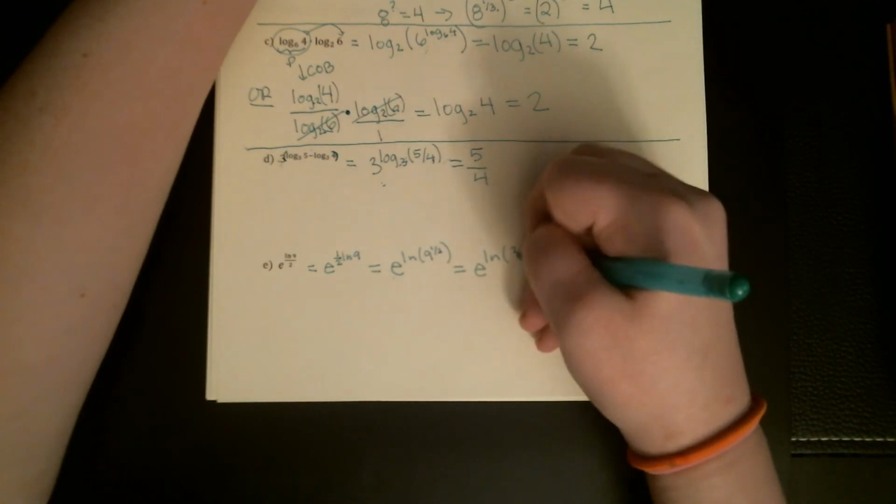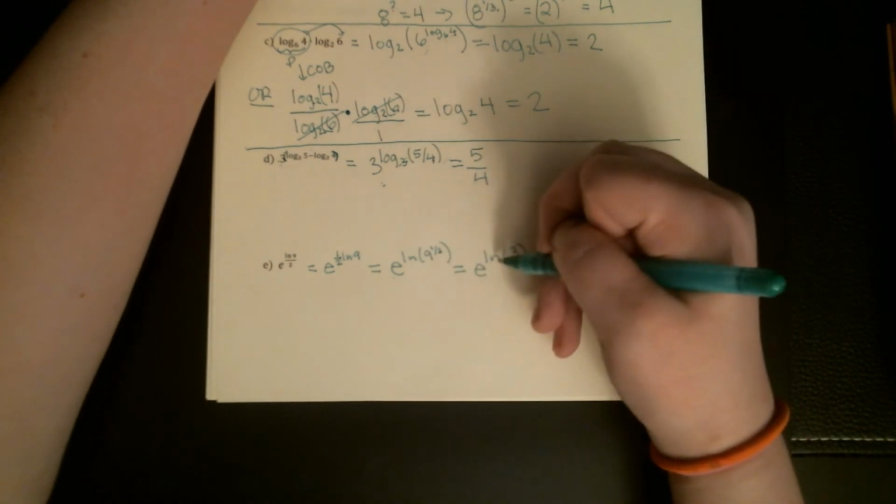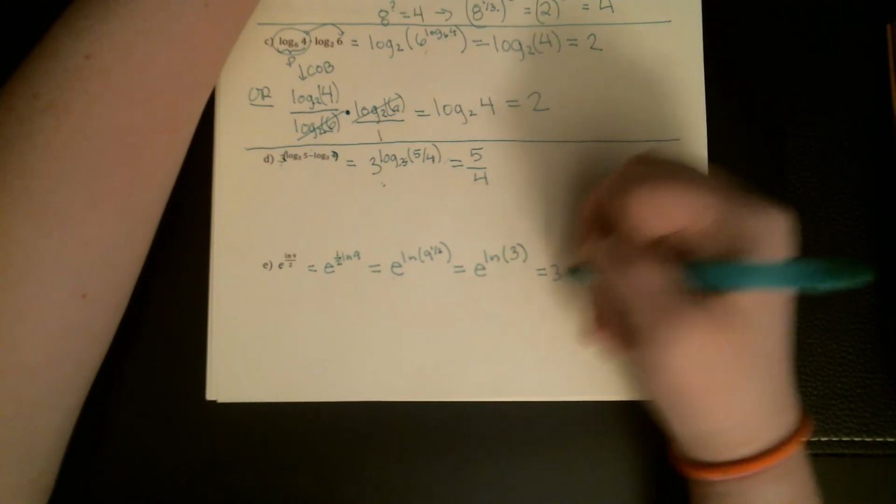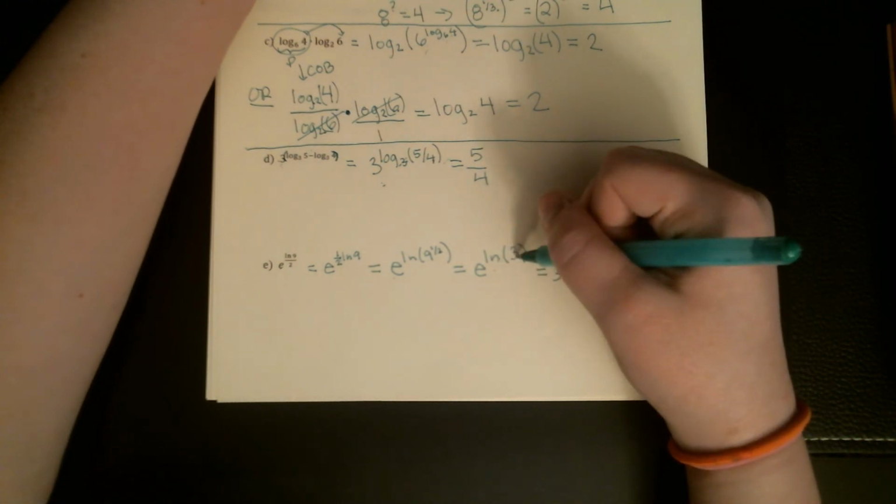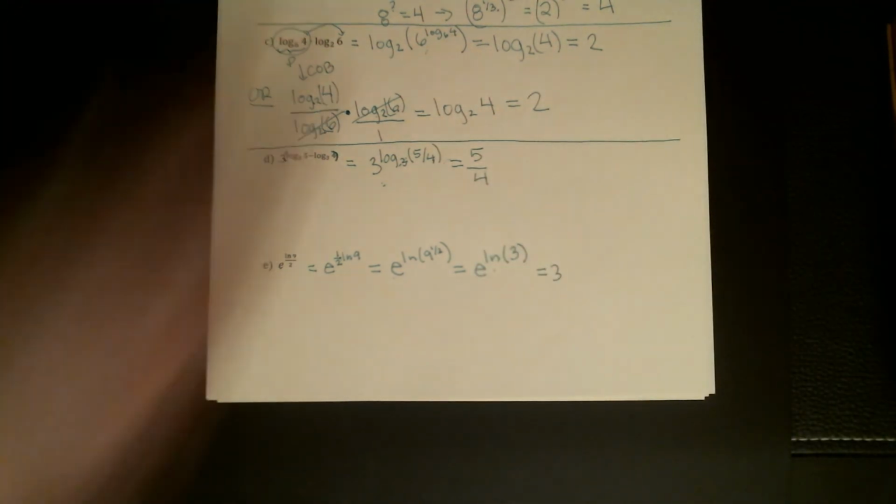That's the square root of 9, which is 3. And then e to the natural log of 3 better just be 3. I'm asking what power of e gives me 3, and then I'm applying that power to e, so I better get 3.